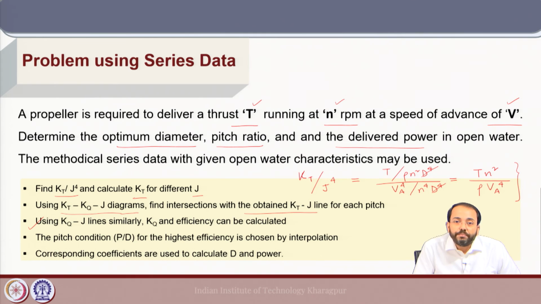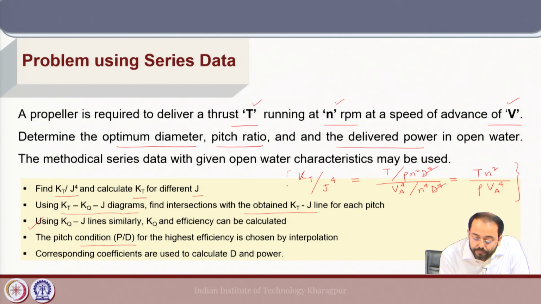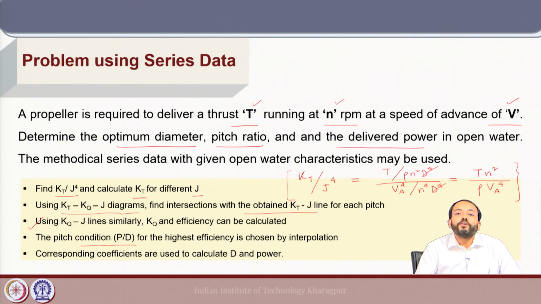Now, using similar lines for KQ versus J, the KQ as well as open water efficiency eta O can also be calculated, because we already have the open water diagrams for the propeller series. Now, we have to choose the pitch condition for the given case where we have the highest efficiency. Now, these KT by J to the power 4 intersections with the KT, KQ, J diagrams will correspond to a particular point for every P by D.